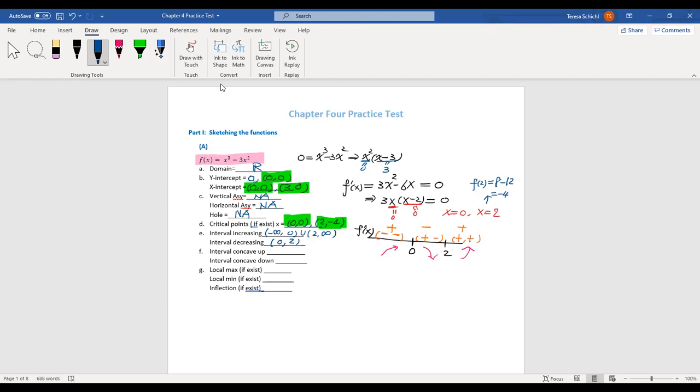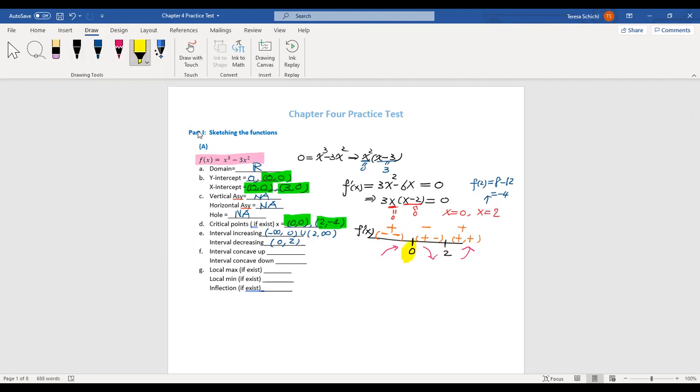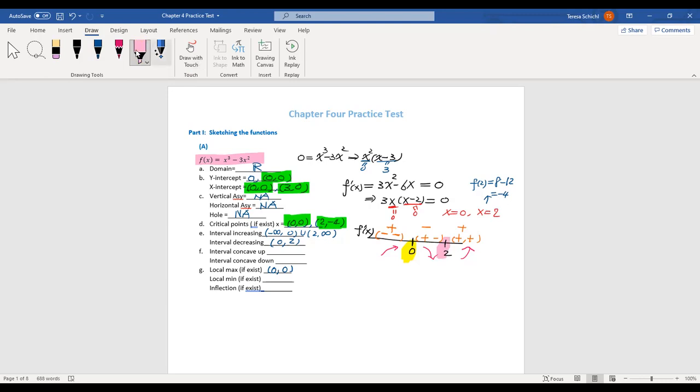Okay, so now the next thing here, they want us to find the concavity, right? Before we do concavity, let's just take a look in here. Because this is increasing then decreasing, at x equal to 0, this is a local max, right? So I can say the local max is (0, 0). And then let's take a look at the other one here. This is decreasing then increasing, so this is a local min, right? So the local min, we have x equal to 2, then f of x equal to negative 4.